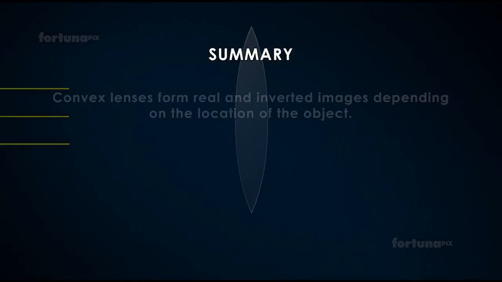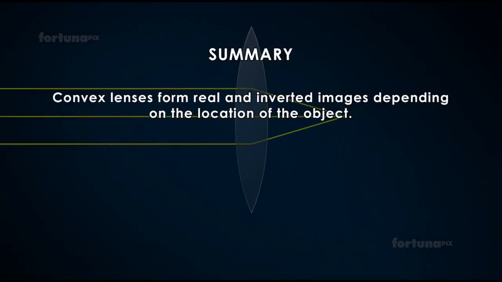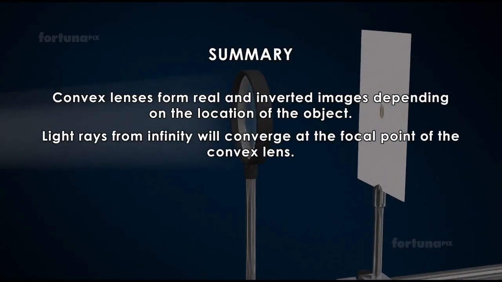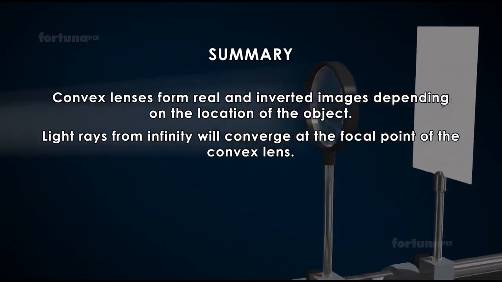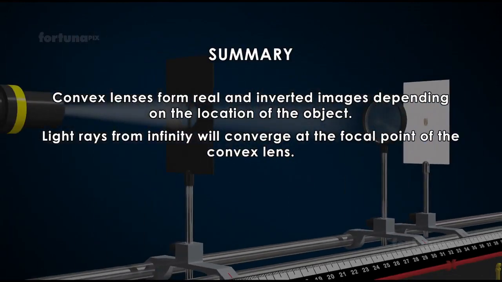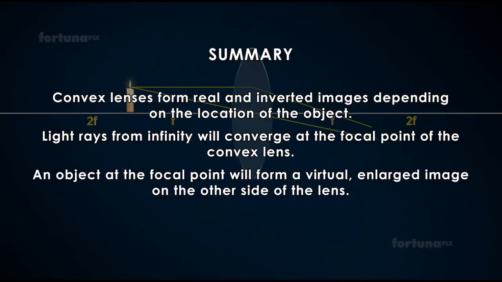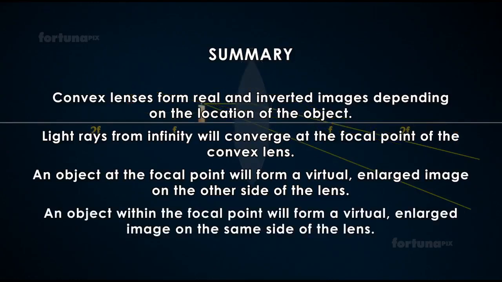Summary: convex lenses form real and inverted images depending on the location of the object. Light rays from infinity will converge at the focal point of the convex lens. An object at the focal point will form a virtual, enlarged image on the other side of the lens. An object within the focal point will form a virtual, enlarged image on the same side of the lens.